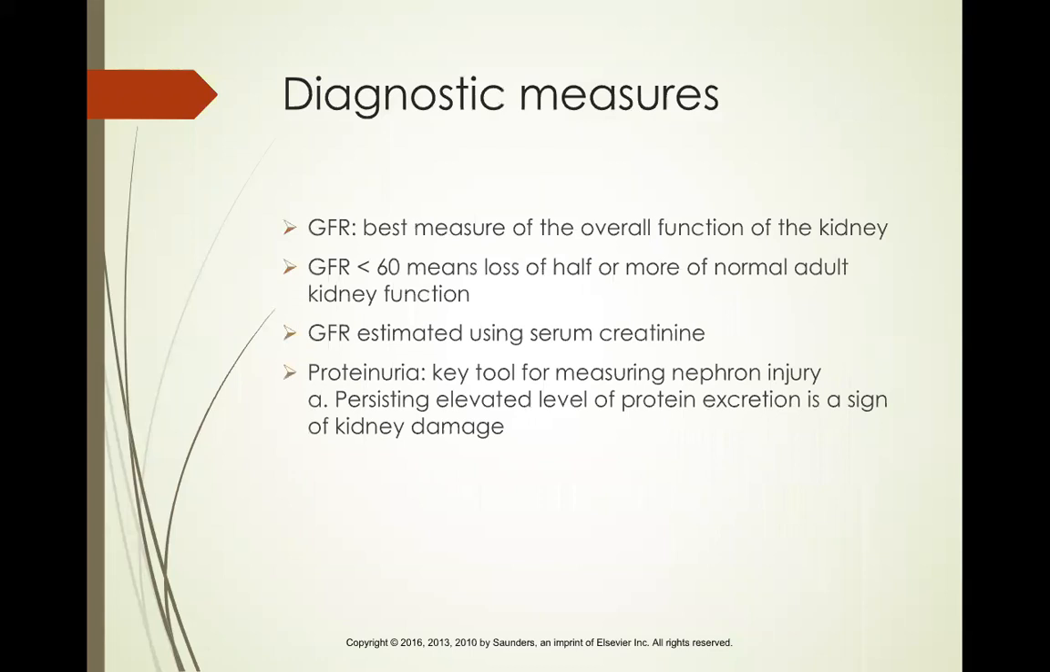The diagnostic measure, we typically know that the kidney is in trouble by the BUN and creatinine. The gold standard of how much damage has been done is the GFR. GFR of less than 60 means loss of half or more of normal adult kidney function. Your GFR at a baseline should be about 120. So if we're less than 60, then only half of the kidney is doing its job. GFR estimates use serum creatinine. There is a formula that can be utilized, but most labs will calculate your GFR for you.